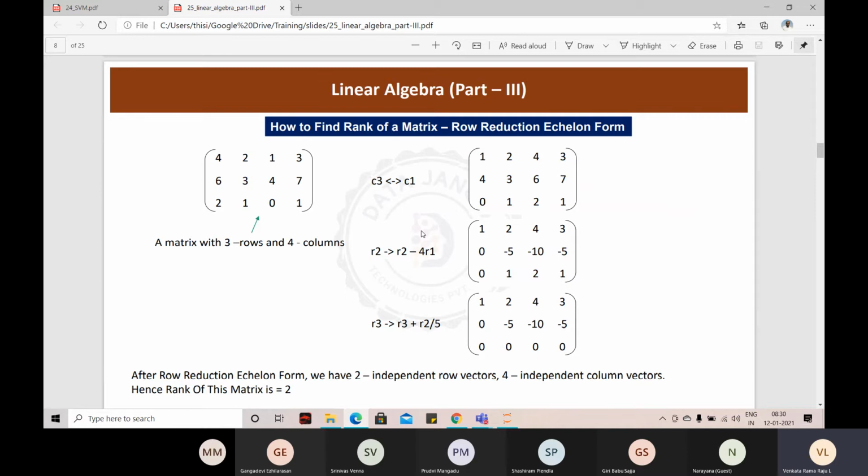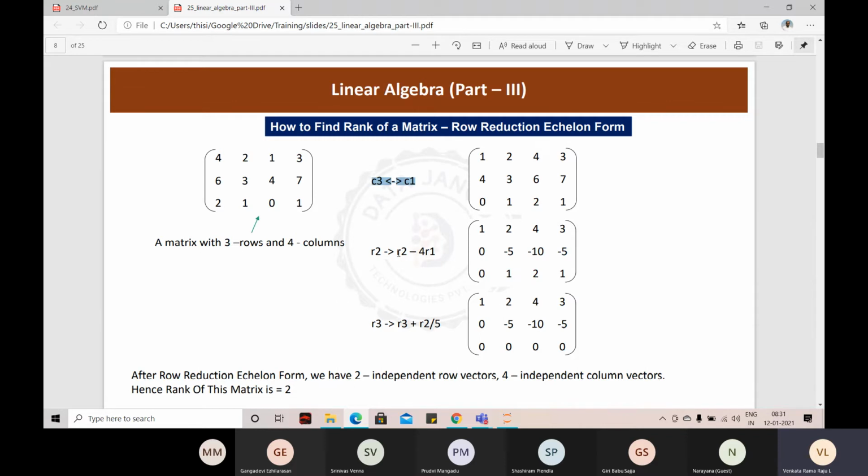When you are solving equations, you are actually trying to find the rank only. But the solving can be done using row reduction echelon form. That is what we are doing right now. I have taken this matrix and flipped C3 with C1. Column 3 is 1 4 0, column 1 is 4 6 2. I just flipped it. See this, 1 4 0 came here, 4 6 2 came here.